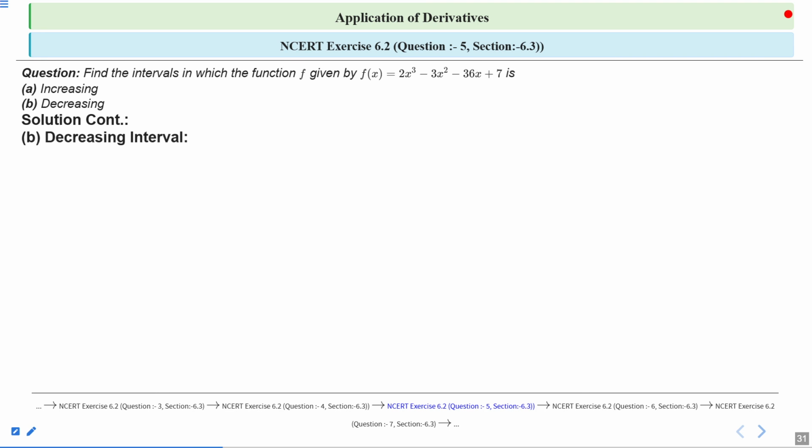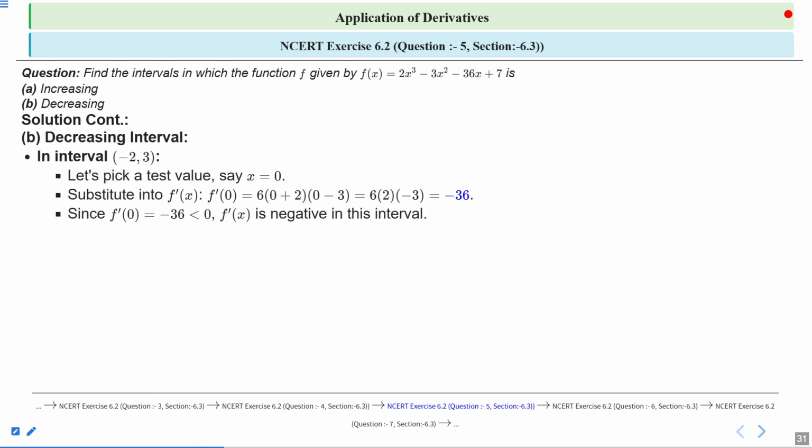For the decreasing interval, part B, in the interval minus 2 to 3, let's pick a test value, say x equal to 0. Substitute into f dash x. So f dash 0 will be equal to 6 into (0 plus 2) into (0 minus 3), which is equal to 6 into 2 into minus 3, which is equal to minus 36. Since f dash 0 is equal to minus 36, which is less than 0, f dash x is negative in this interval.